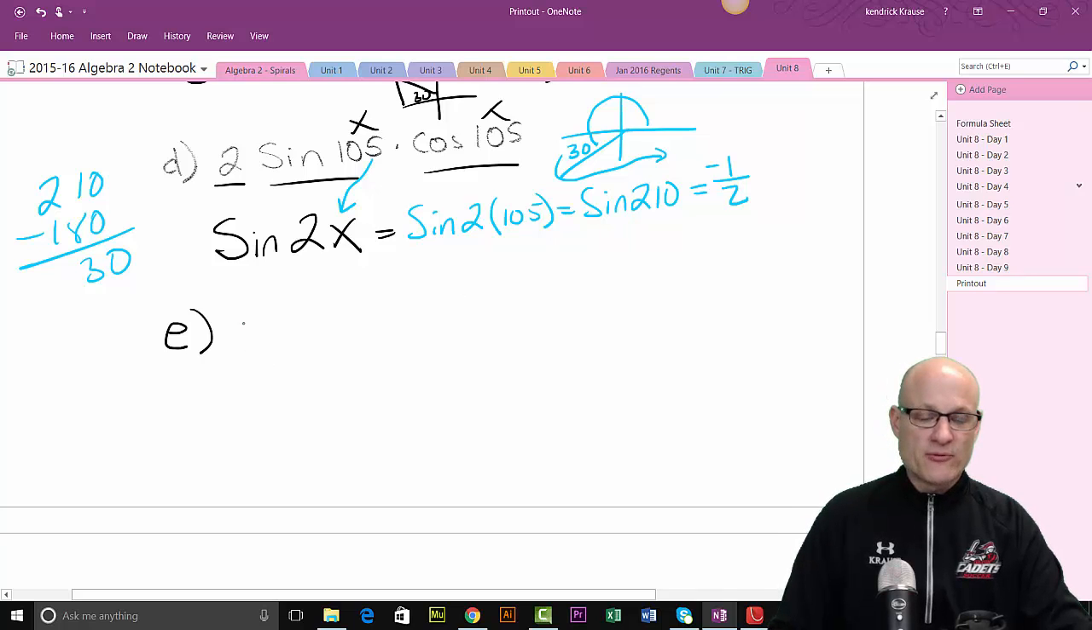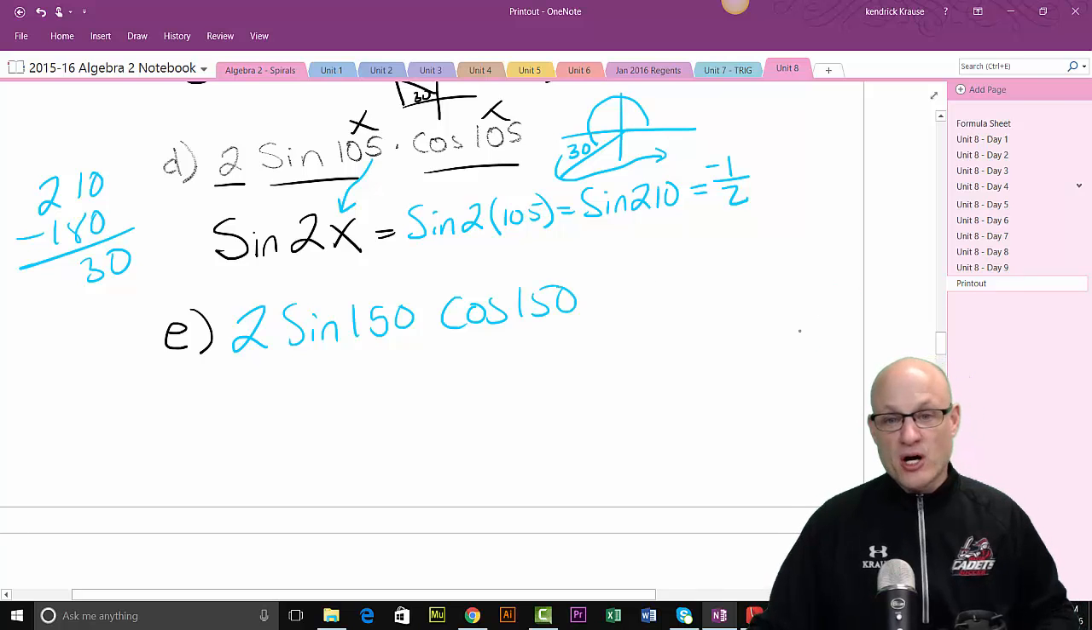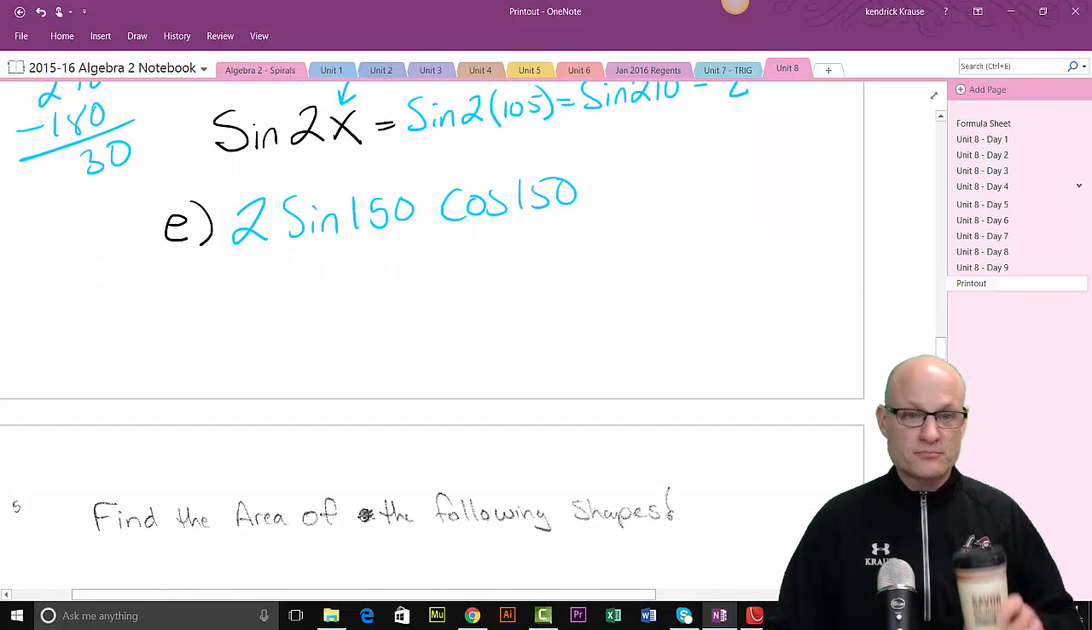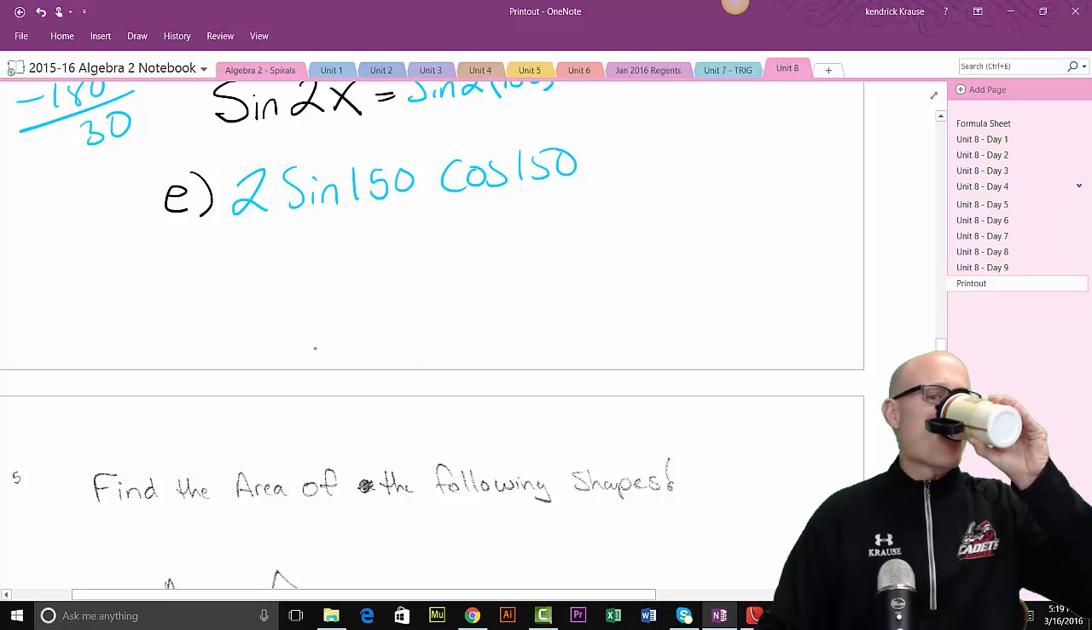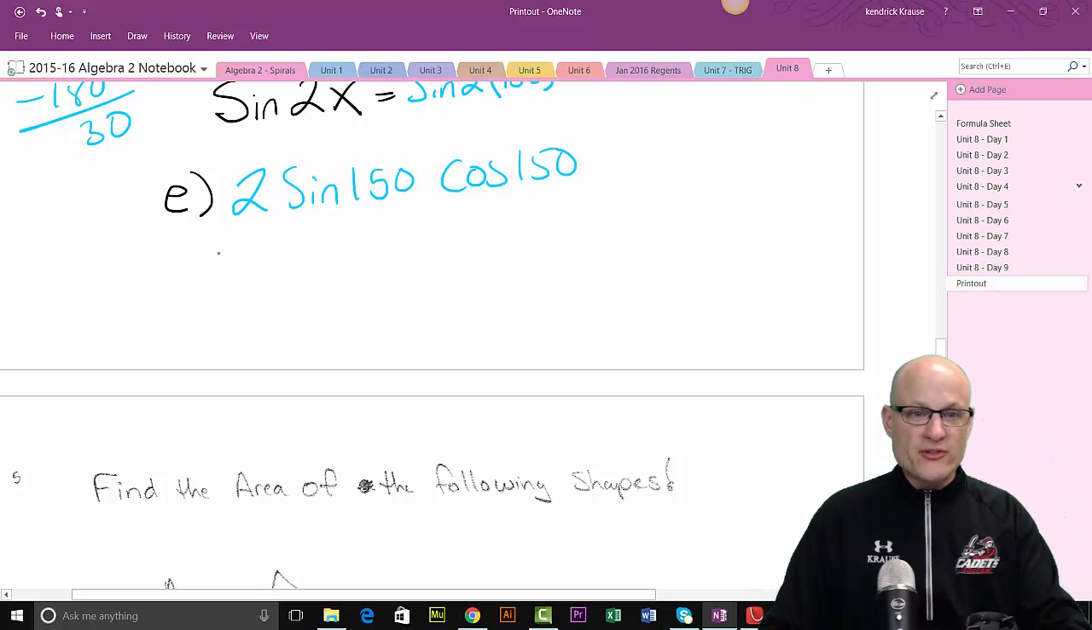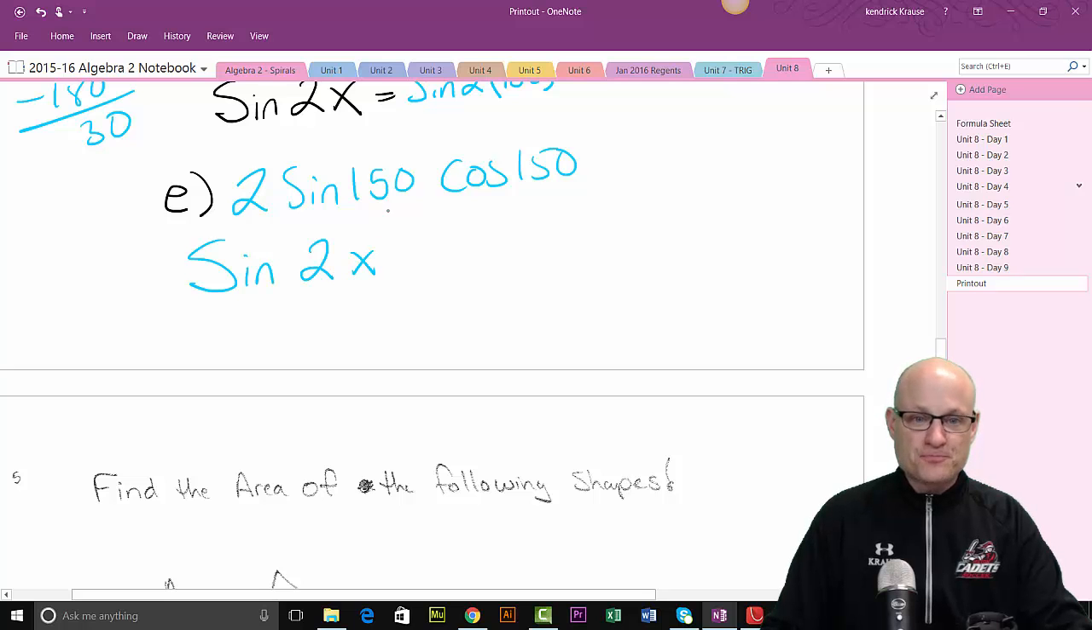All right. One last one for you. I'm going to write it up, hit pause. So 2 sine 150 cosine 150. Hit pause and try this one on your own. So this is the same as the sine of 2x, where this is x. So this is equal to the sine of 2 times 150, which is 300.